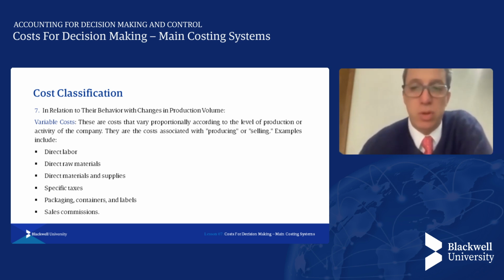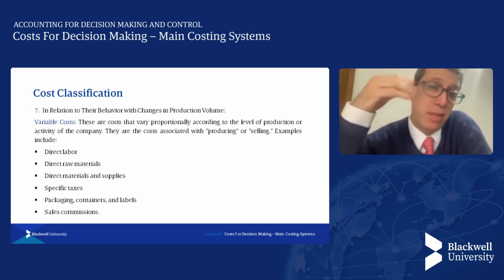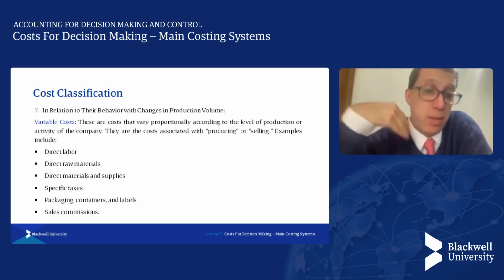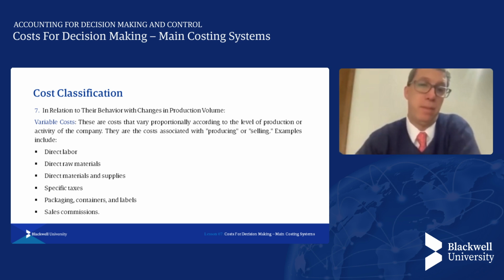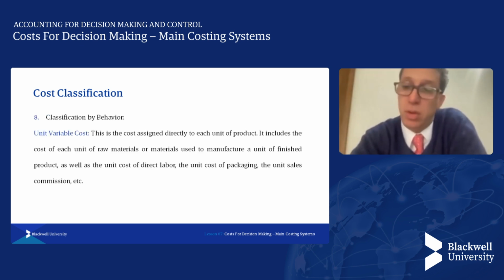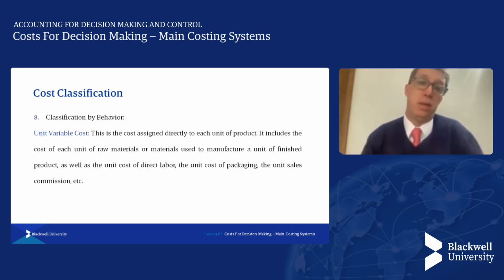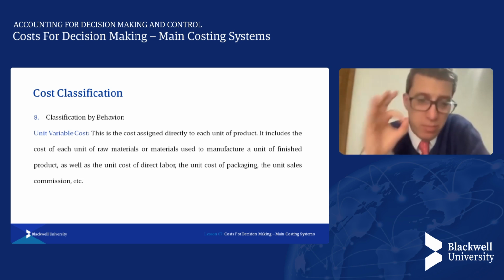These are the costs that would occur proportionally to the level of production or activity of the company. These are costs associated with producing or selling, such as direct labor, materials, supplies, specific taxes, packaging, sales commissions, etc. And also, right, according to its behavior, we can have the variable unit cost, which is the cost assigned to each unit of product, and that incorporates raw materials and materials used in manufacturing a specific product unit, as well as direct labor, packaging, sales commissions, and direct unit variable cost.